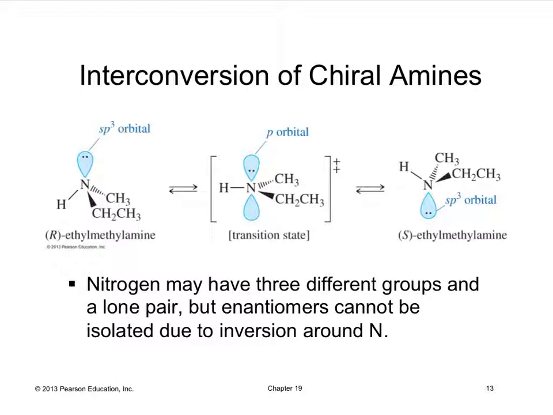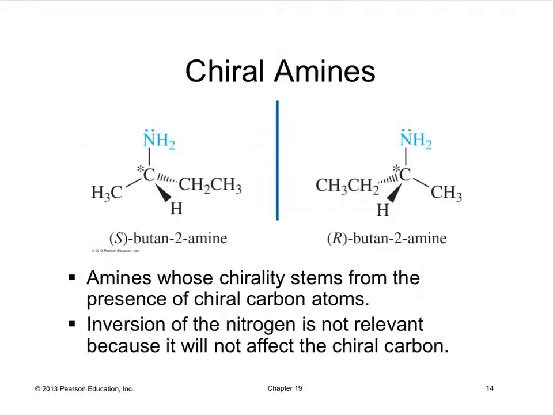Amines undergo inversion, especially since they have these lone pairs. So this would be R-ethylmethylamine. It undergoes inversion where it goes to this flat transition state and then flips right over to the S. So because of this lone pair, it undergoes inversion around the nitrogen.